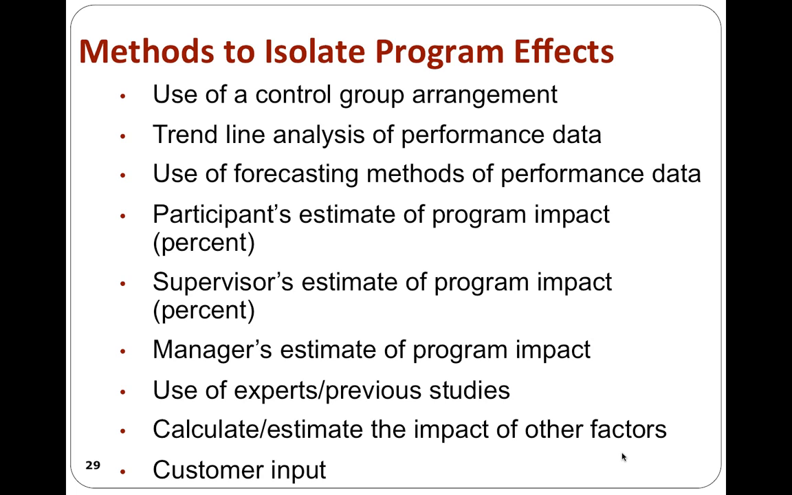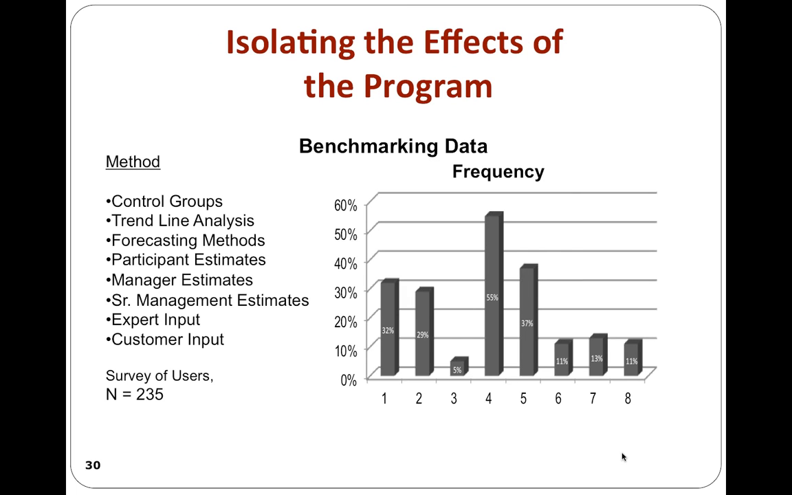That's the participant estimate. There are some other estimates, and if we go to the next slide, you can see the distribution from our benchmarking. This is showing us what percent of programs are isolated using that particular method. What I've just described, the participant estimate, is 55%, which means that 55% of the time, that's what's being used.